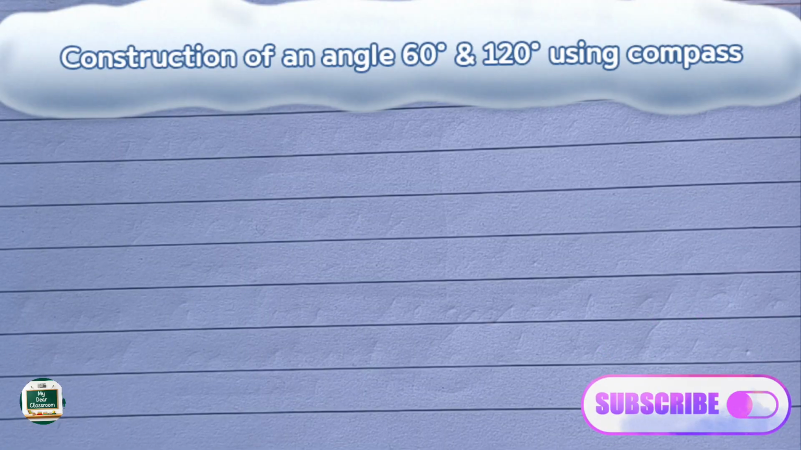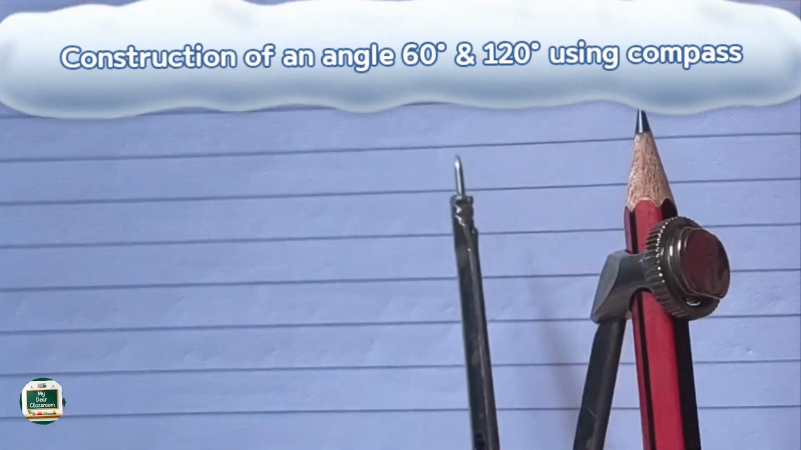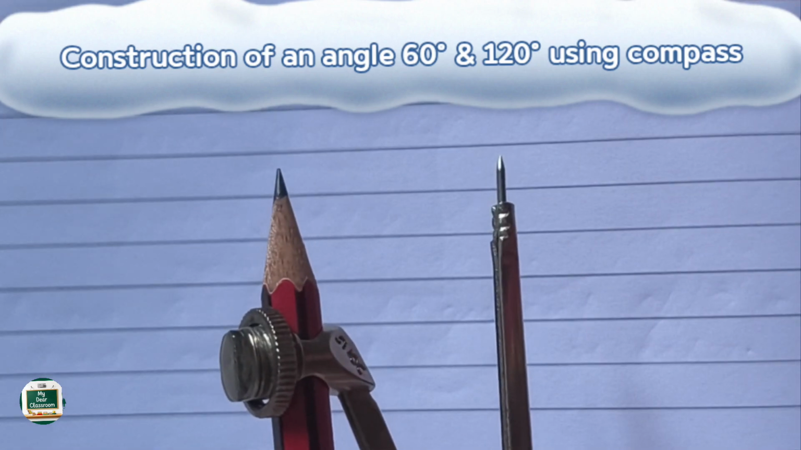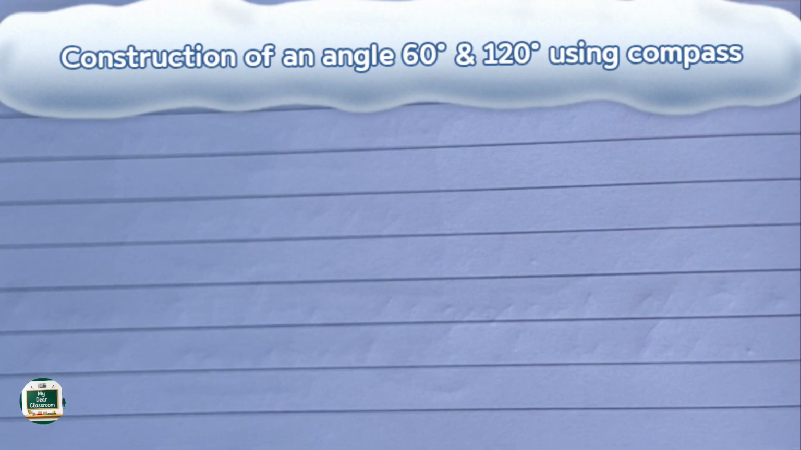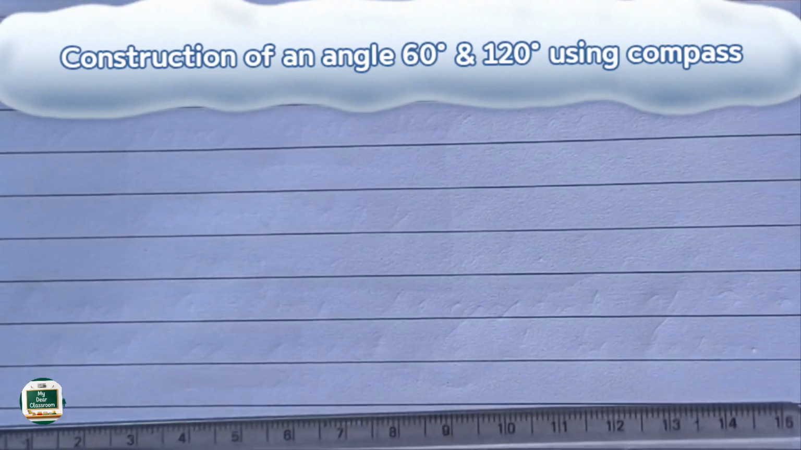Here is a question: construct 60-degree and 120-degree angles using a compass. As we all know, here we have the compass, and it is going to be used for constructing angles like 60-degree and 120-degree. Although we can construct them with a protractor also, here, as the chapter is about construction from Ganit Prakash of class 6, let's learn how to construct 60 degree.